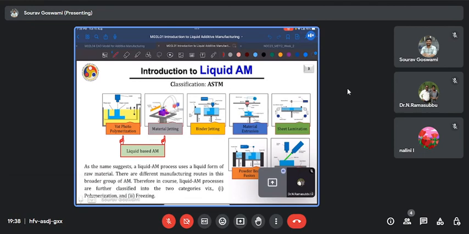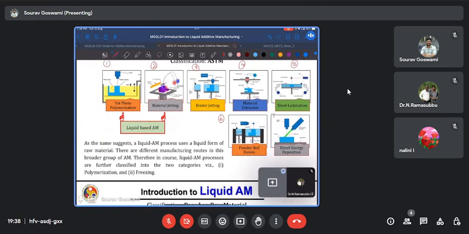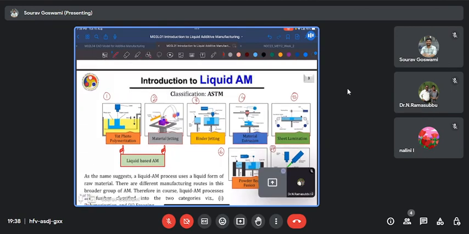Among the 7 methods that are classified by ASTM, being wet photopolymerization, material jetting, binder jetting, material extrusion, sheet lamination, powder bed fusion, and directed energy deposition, wet photopolymerization and material jetting may be classified as liquid-based AM processes. Why is that? This is because in these cases, the build material, and often the support material also, is actually a liquid. So the starting material, the feedstock, is liquid. And thus, these processes are referred to commonly as liquid additive manufacturing.